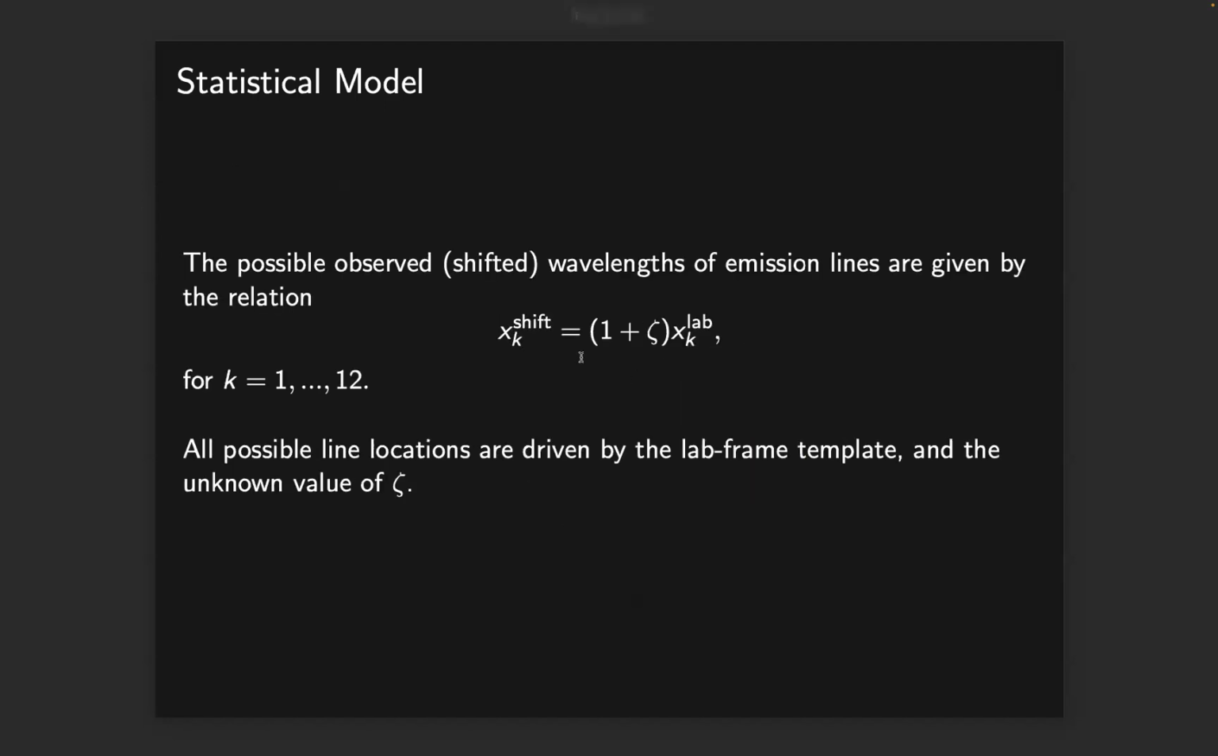And we can relate this to what we'll actually observe through this redshift relationship. These x_k lab values are just the numbers from before. And then they're shifted into the observable range by this relationship, where redshift zeta there is an unknown quantity that we're hoping to estimate.